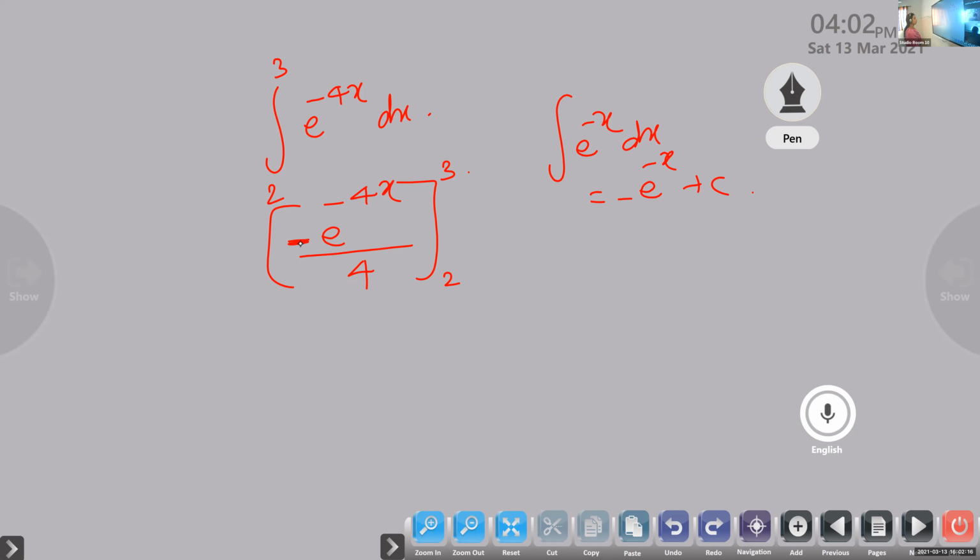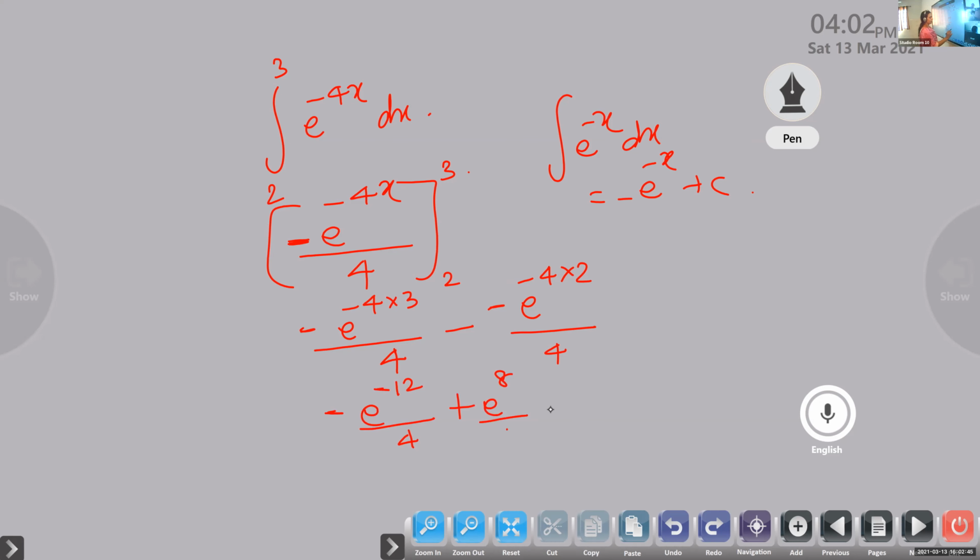When you apply the limit, what will you get? Minus e raised to minus 4 into 3 by 4, upper limit minus lower limit. So already one minus is there, minus 4 into 2 by 4. So we will get minus e raised to minus 12 by 4 plus e raised to 8 by 4.